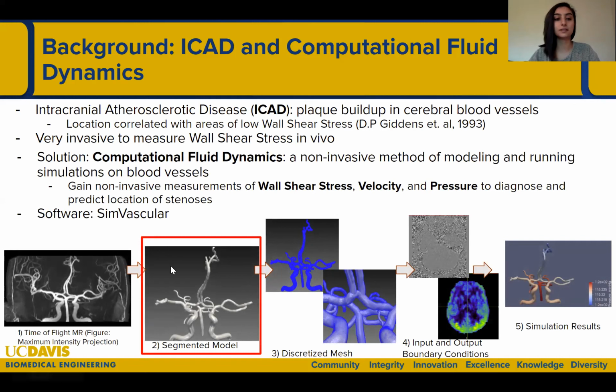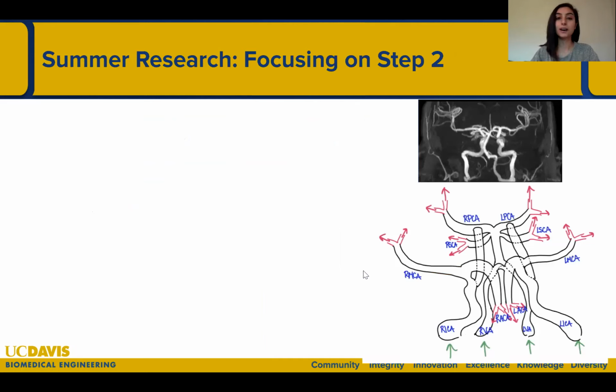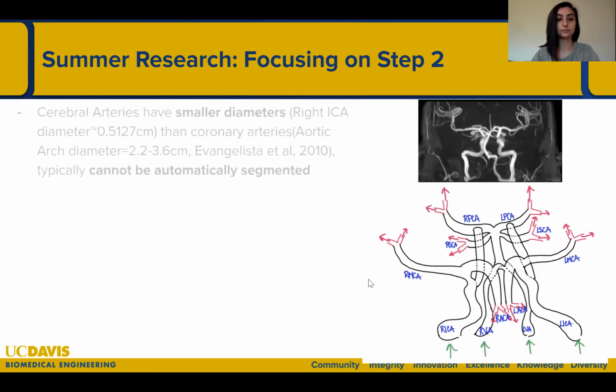We start off by using time of flight MR data, and we see in this picture a maximum intensity projection from one of our subjects' time of flight data. We can create a model, discretize it into fine pieces, and then after inputting inflow and outflow boundary conditions, we can use the Navier-Stokes equations to simulate flow. So my summer research has been focused on the second step of creating a model.